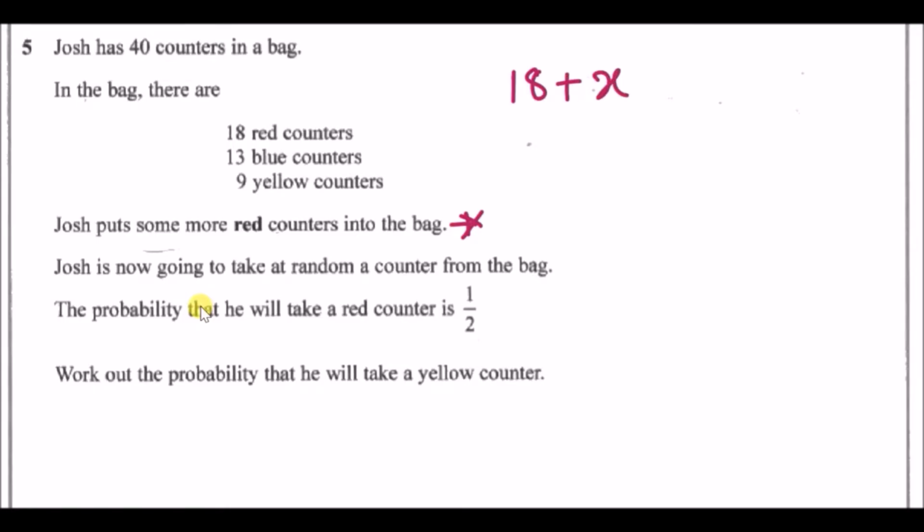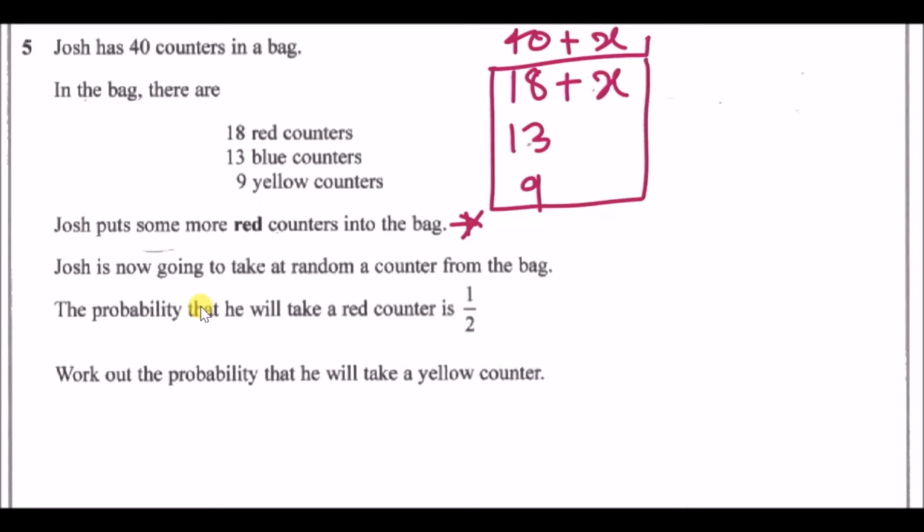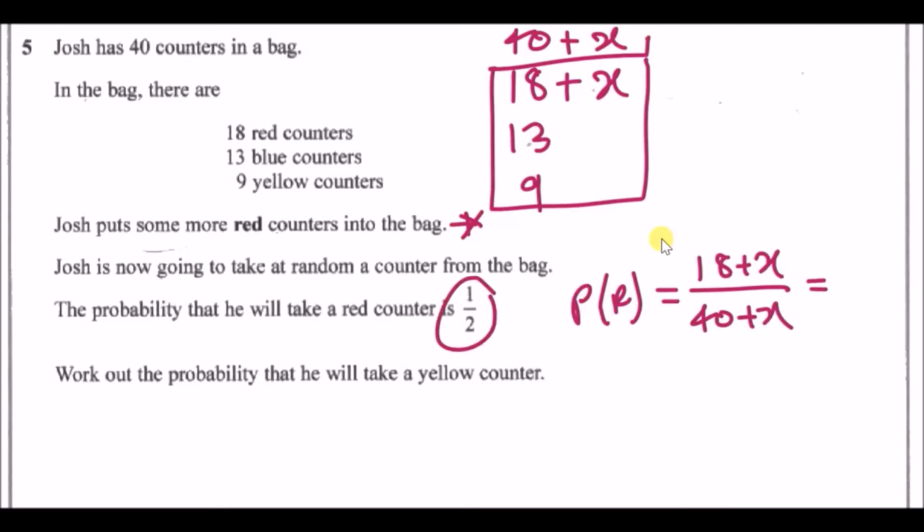So that means in the bag he had 40 originally. Now he's got an additional X amount. The blue is still 13 and the yellows are still 9. So this is the total divided by this amount here. Now Josh is going to take at random a counter from the bag. The probability that he will take a red counter is a half. So in other words, if you're going to take a red, we know how many reds there are. There is 18 plus some extra X over 40 plus X, which is the total. And we know that this is equivalent to a half.